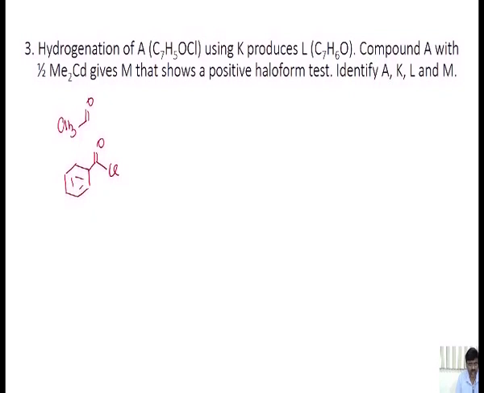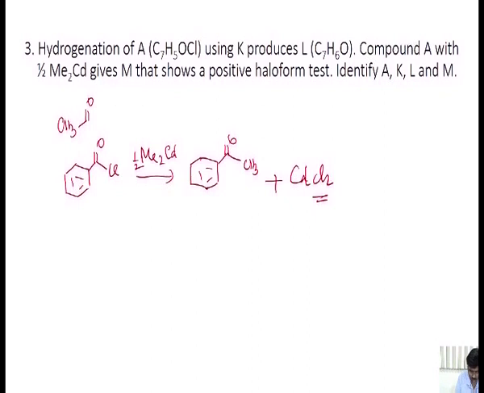When you react it with dimethyl cadmium, you will be able to form acetophenone. You need here 0.5 equivalent of dimethyl cadmium, which will be converted into cadmium chloride. It is a mild reagent, it will not react further with this acetophenone.